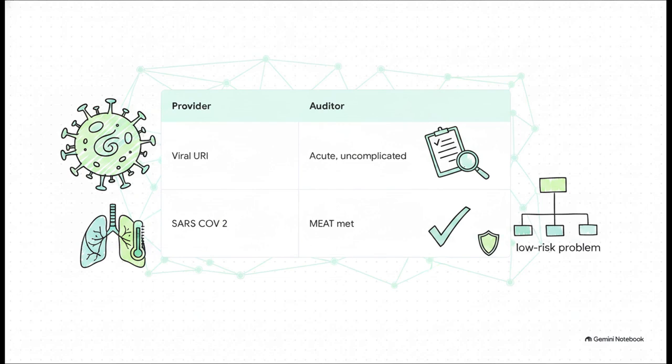Breaking this down step by step. The provider's assessment is viral upper respiratory tract infection. So, as auditors, we translate that straight into our Table A category, acute uncomplicated illness. Short-term, low risk. Then we check the plan. They ordered a SARS-CoV-2 RNA test and gave supportive care instructions. Does that hit our meet criteria? Absolutely. They're evaluating with the test and treating with supportive care. The problem is definitively managed, boom, validating it as a low-complexity problem addressed.